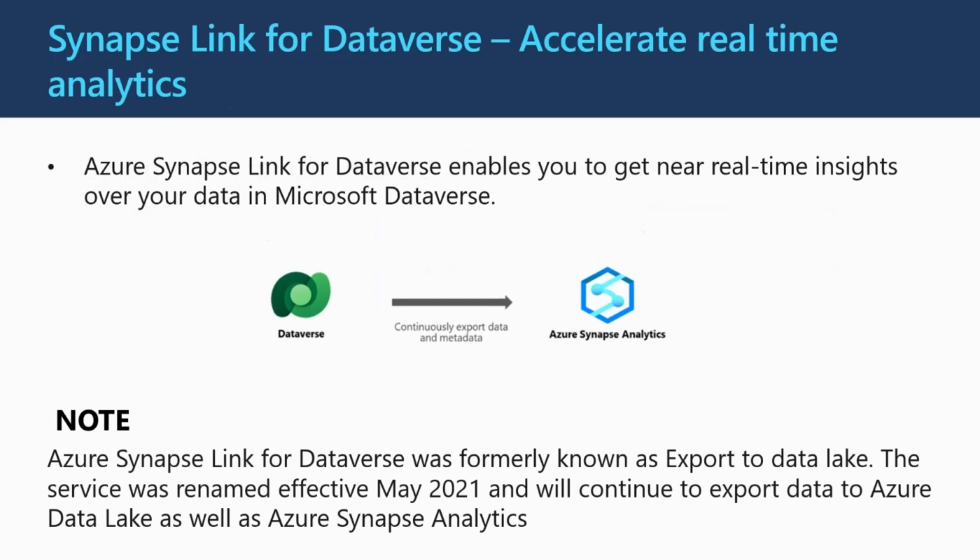Now let's talk more about Synapse Link for Dataverse. It provides a continuous pipeline of data from Dataverse to Azure Synapse Analytics or Azure Data Lake Storage Gen 2. Once the link is established, the service will export all the initial data as well as sync any incremental changes, enabling customers to run near real-time insights from data sourced from the Microsoft Dataverse service. Please note that Azure Synapse Link for Dataverse was formerly known as Export to Data Lake. The service was renamed after May 2021, and you can still use it to export data to Azure Data Lake as well as Azure Synapse Analytics.